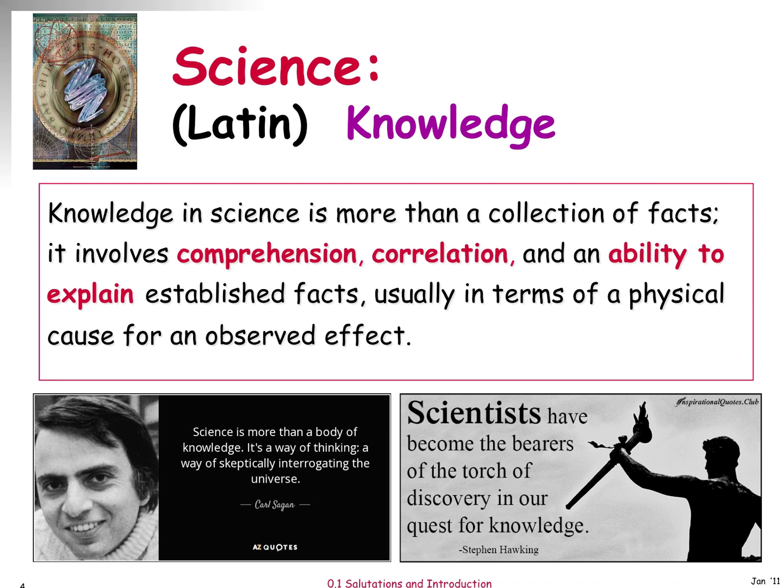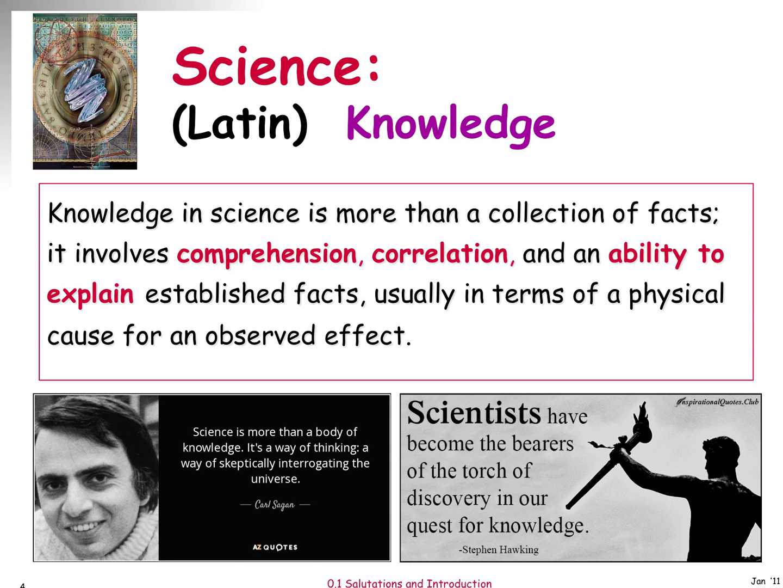If you take this course, then you're really studying science. Chemistry is a branch of science, and science in Latin means knowledge. And knowledge in science is more than a collection of facts. It involves comprehension, correlation, and an ability to explain established facts, usually in terms of a physical cause for an observation. In fact, Carl Sagan said it best: science is more than a body of knowledge. It is a way of thinking, a way of skeptically interrogating the universe.